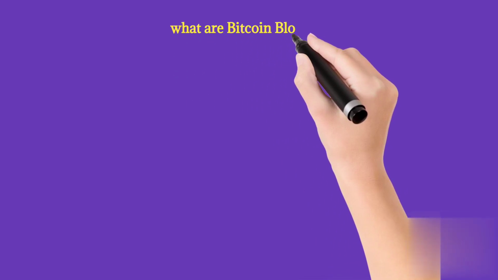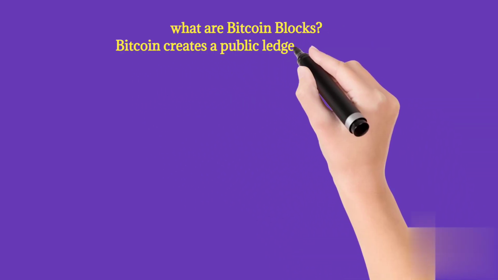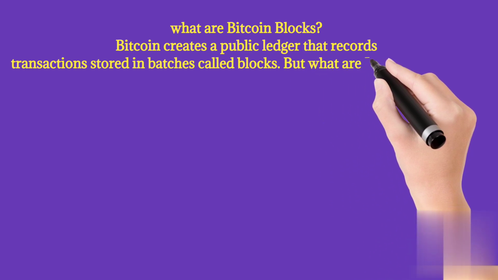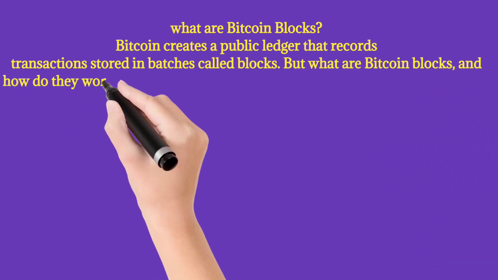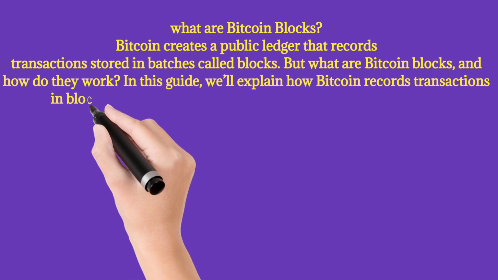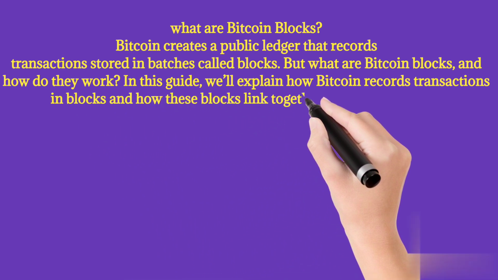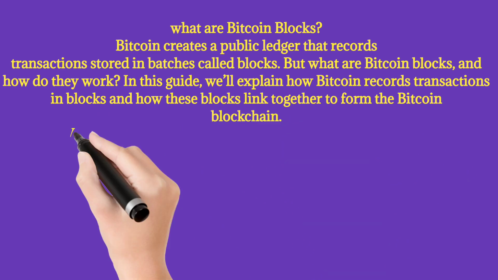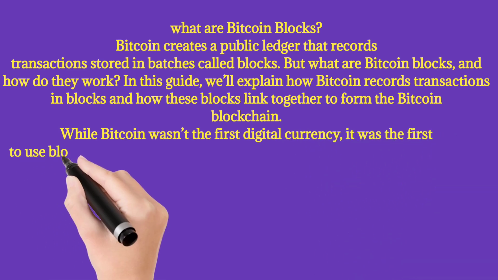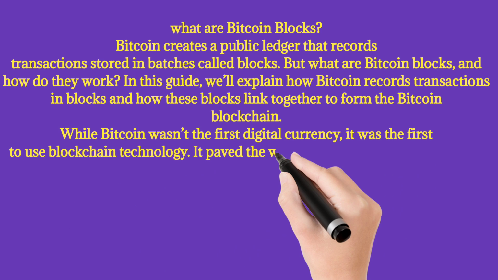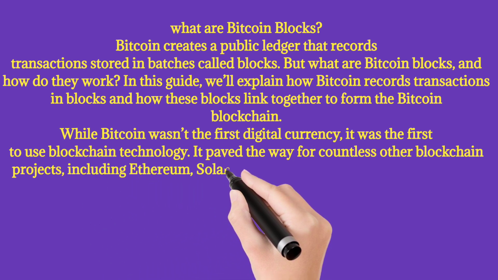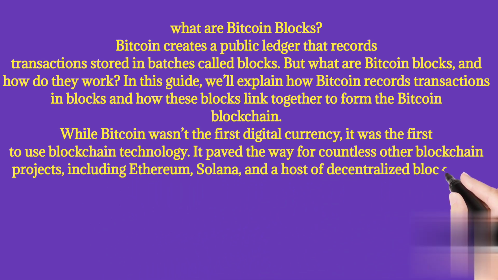What are Bitcoin blocks? Bitcoin creates a public ledger that records transactions stored in batches called blocks. But what are Bitcoin blocks, and how do they work? In this guide, we'll explain how Bitcoin records transactions in blocks and how these blocks link together to form the Bitcoin blockchain. While Bitcoin wasn't the first digital currency, it was the first to use blockchain technology. It paved the way for countless other blockchain projects, including Ethereum, Solana, and a host of decentralized blockchain applications.